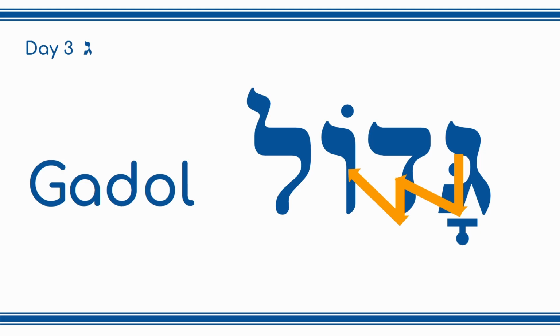So this is actually a vav. You will learn this later on, that vav can also act as a vowel. And over here, it is acting as a vowel and making an O sound. So that's where you get the O sound in gadol. Then we look over to the next letter. It's the letter lamed, and it makes an L sound. So as you can see, gadol. And that's how you pronounce it.